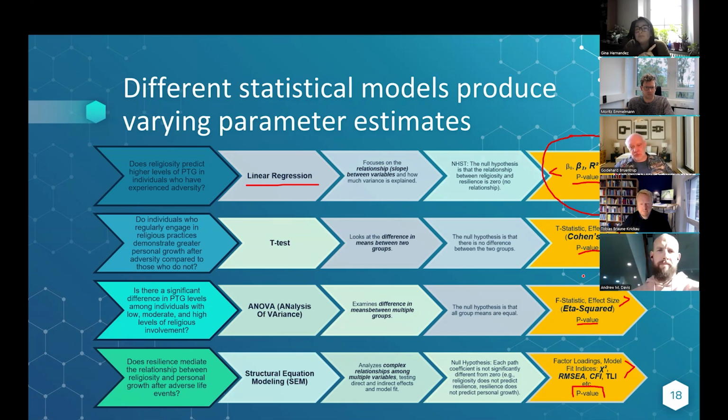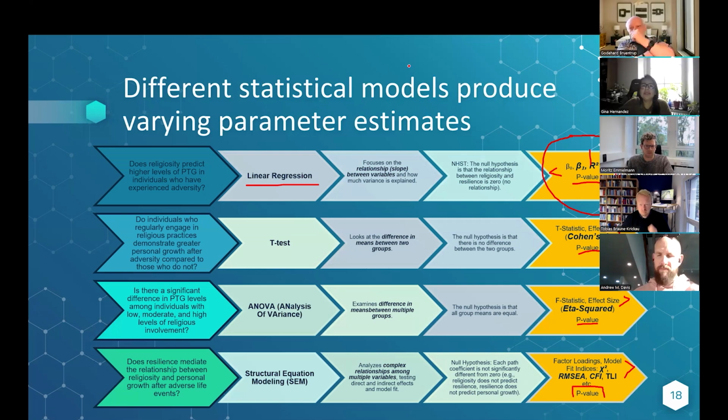So if you are looking into a paper that is using linear regression, you have to care about the R-square, for example, which is the variance explained. If you're looking into the t-test, you have to care about the effect size, which is given to you in a standardized value called Cohen's d, or in an ANOVA, eta square. So these are the values that you should care about.